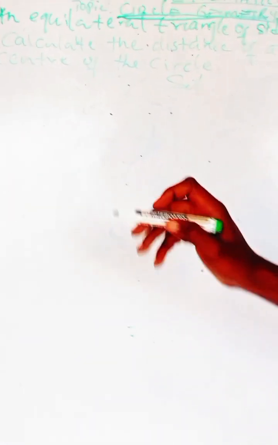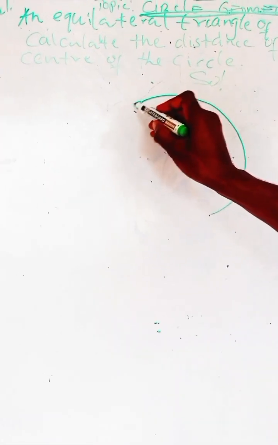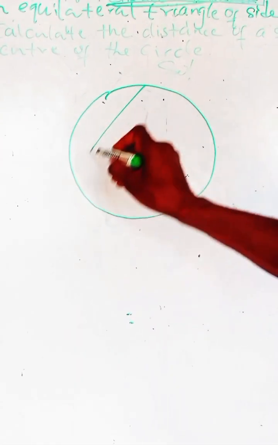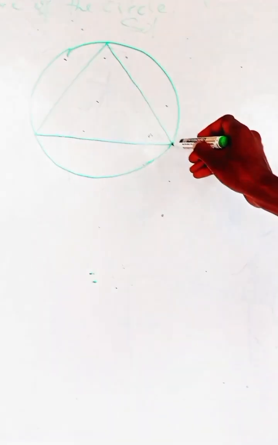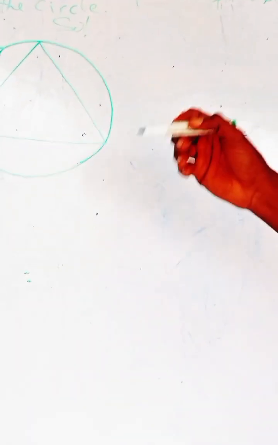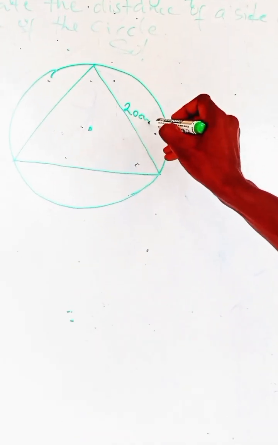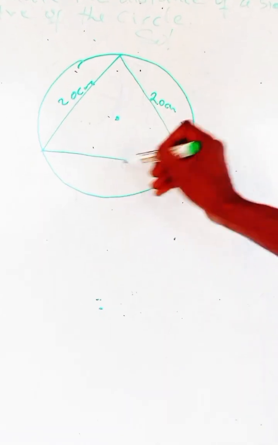What you do here is you draw a circle, then inscribe an equilateral triangle in the circle, just like this. Next, indicate the center of the circle. A side of this is 20 cm, a side of this is 20 cm, this is 20 cm also.